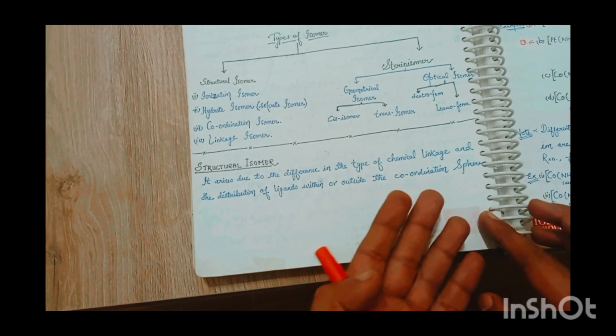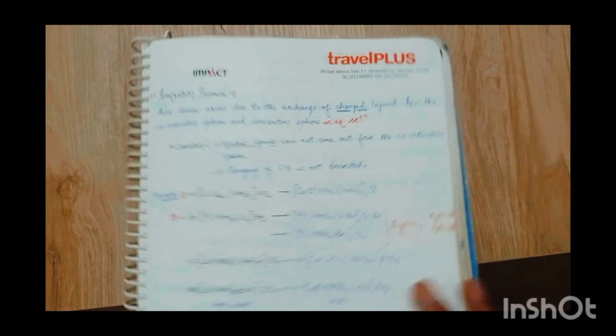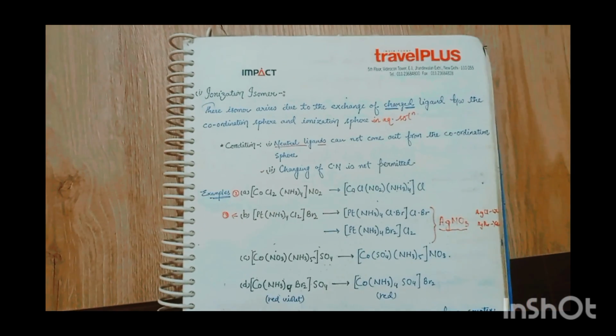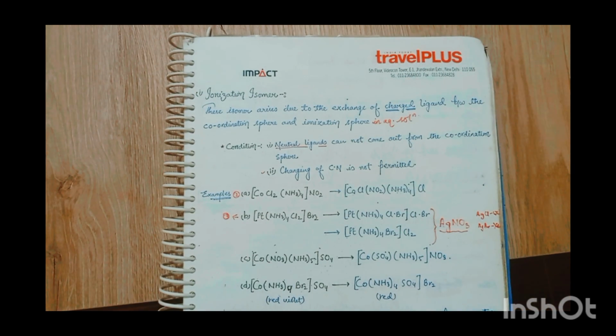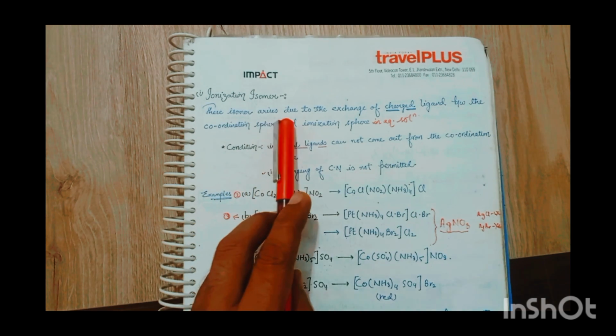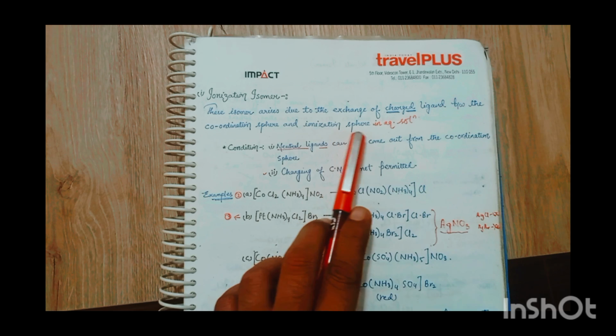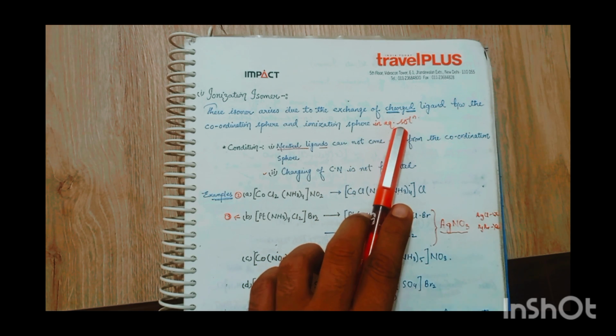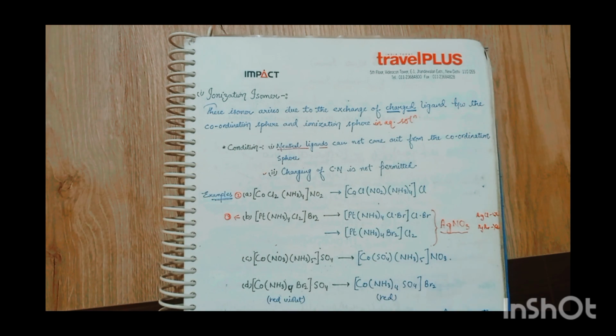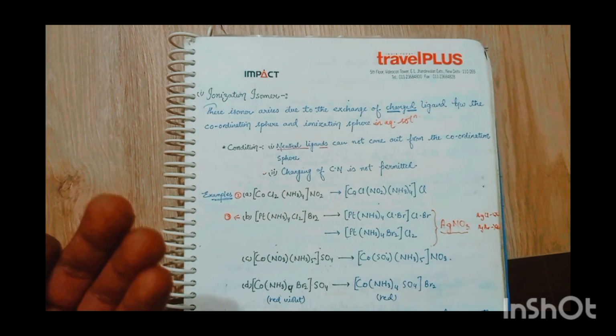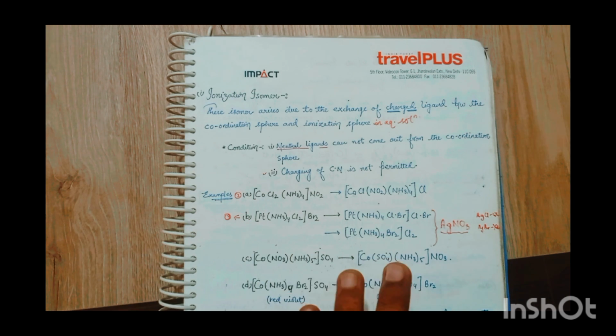Okay, let's start with the first type of structural isomer. I already introduced the definition, you can take a screenshot. Moving to the first type, it is the ionization isomer. These isomers arise due to the exchange of charged ligands between the coordination sphere and ionization sphere in aqueous solution. When we take some coordination compound in aqueous solution, there is an exchange of charged ligands in and outside the coordination sphere.